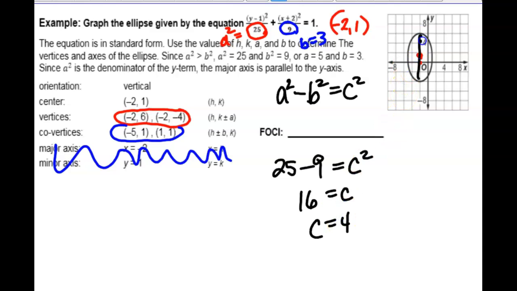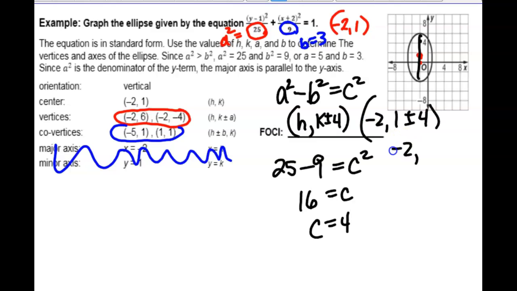And so I'd go 4 units from the center, which would be up and down. So it would be the H, comma, K plus or minus 4. The C goes there. So we had -2, 1. Up or down 4 from there would have been -2, 5. And -2, -3. Okay, couple things.